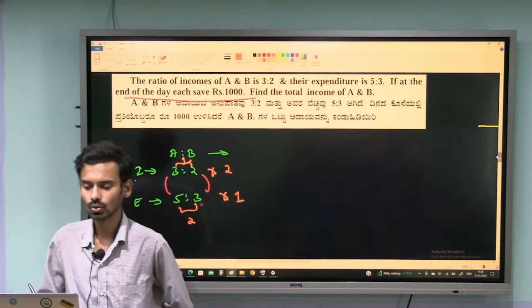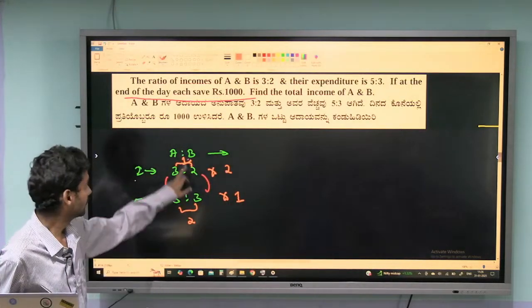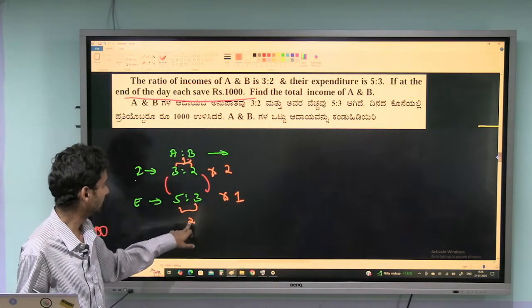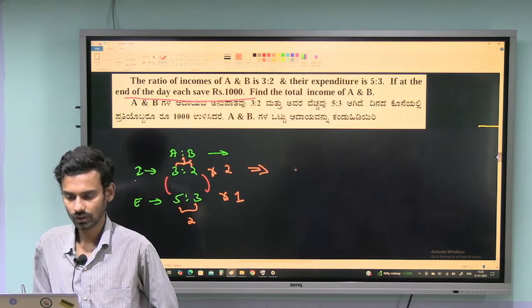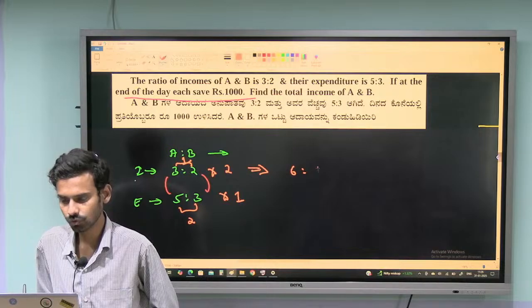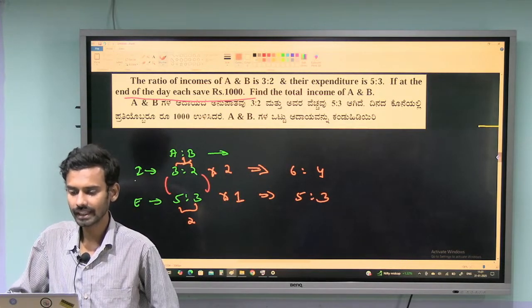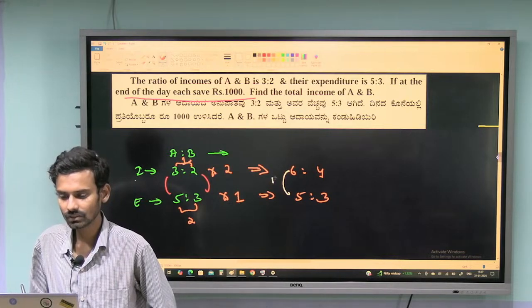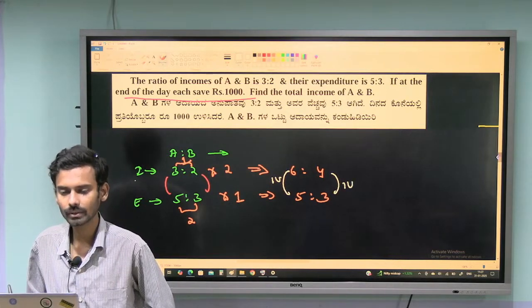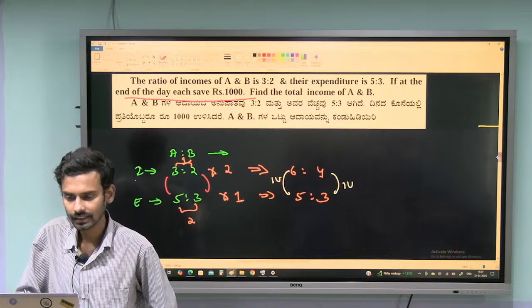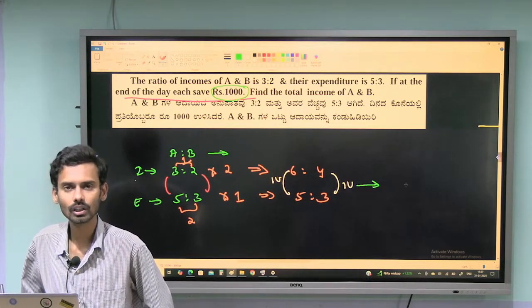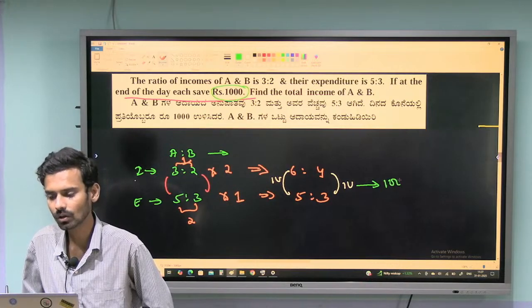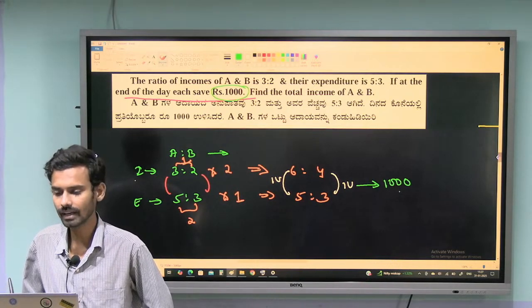So 3:2, 5:3, this difference I am multiplying here, this difference I am multiplying here. So what will be the new ratio? The new ratio here will be 6:4, and here the new ratio will be 5:3. If you take the difference, here the difference is 1 unit, here also 1 unit, and according to the question they are saving 1000 rupees. So this 1 unit, which is the saving, is 1000 rupees. So 1 unit value is 1000.